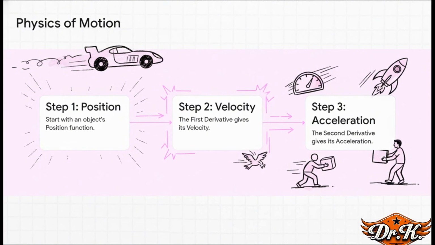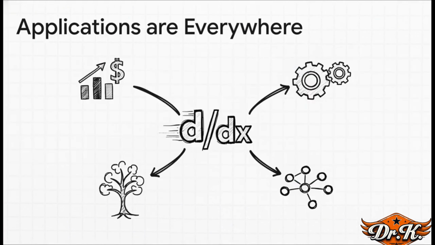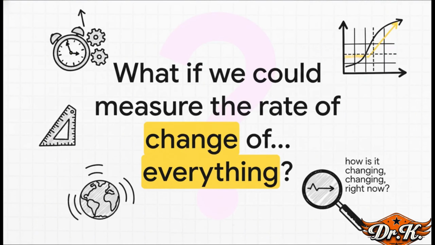It's incredible. And its power goes way, way beyond just physics. In economics, it's used to find the marginal cost, the cost of producing just one more item. In computer science, it is the absolute heart of how machine learning algorithms learn. In biology, it's used to model how populations grow. Seriously, it is everywhere.